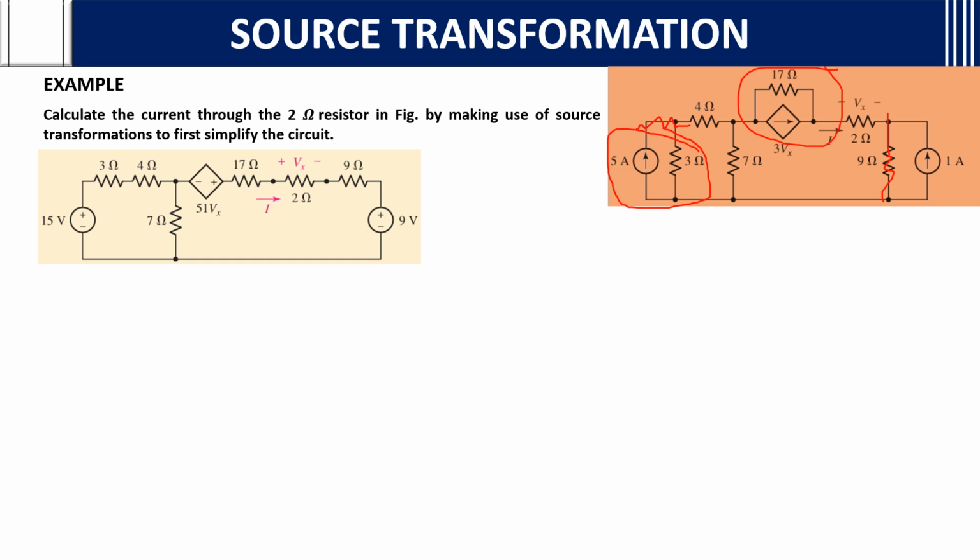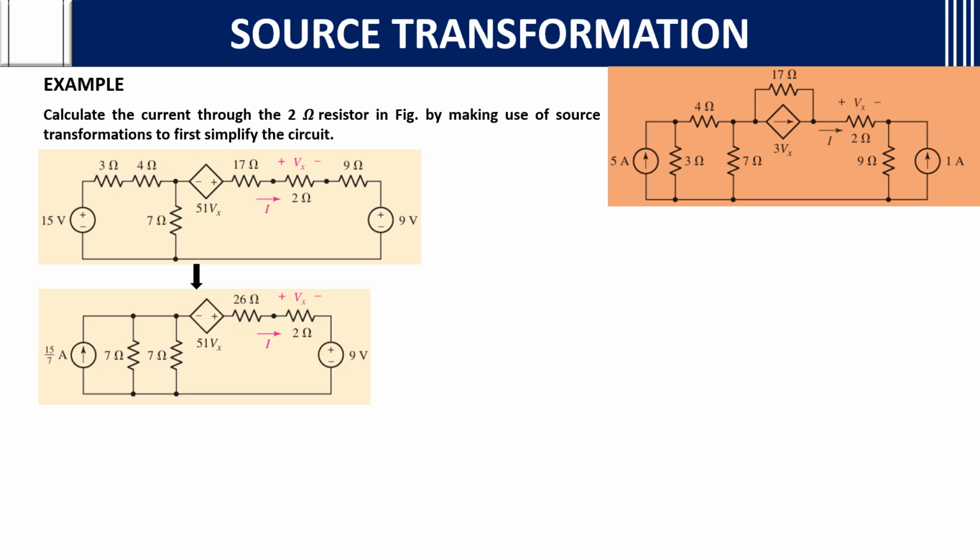Here also we can convert it into a voltage source, because this is a current source. The voltage source is 3 Vx into 17, nothing but 51 Vx. It is connected with the 17 ohm resistance. As here the resistance is parallel with the current source, it should be in series with the voltage source. In this way we are going to convert all these current sources into voltage sources initially.